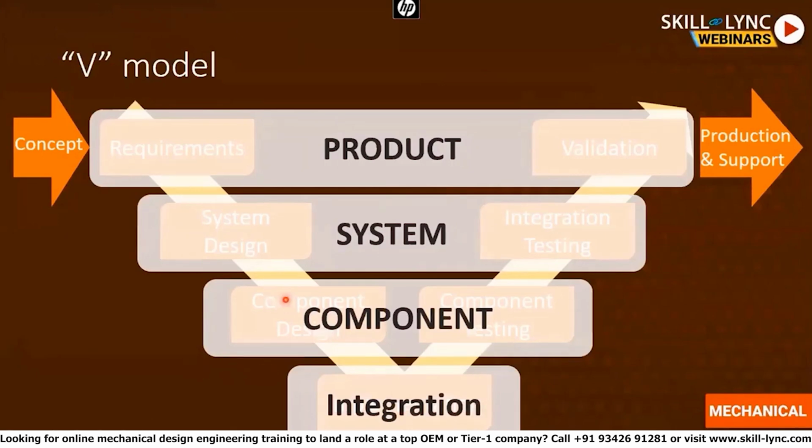How is it possible? Because once you design the component level part, you can do the testing immediately and then proceed for the system design, system integration. Once the system integration is done, then you go for the final validation. So you can integrate the testing within each segment so that your final product will not have many surprises of not meeting the customer requirement.